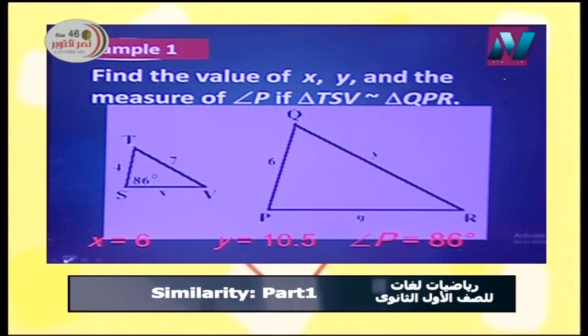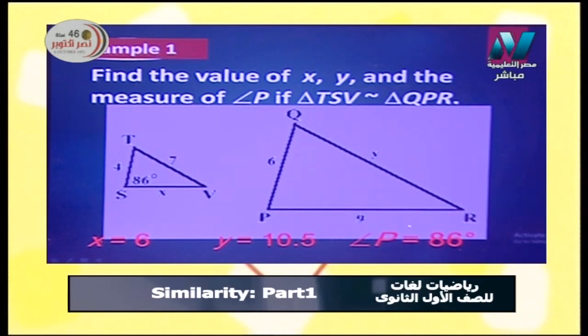Yes, we will find x equals 6, y equals 10.5, and the angle P equals 86. There is no problem about this angle. Measure angle P here. Look at this. We have P in the middle. Measure angle P in the middle here equals measure angle S in the middle here. So measure angle S equals measure angle P equals 86.